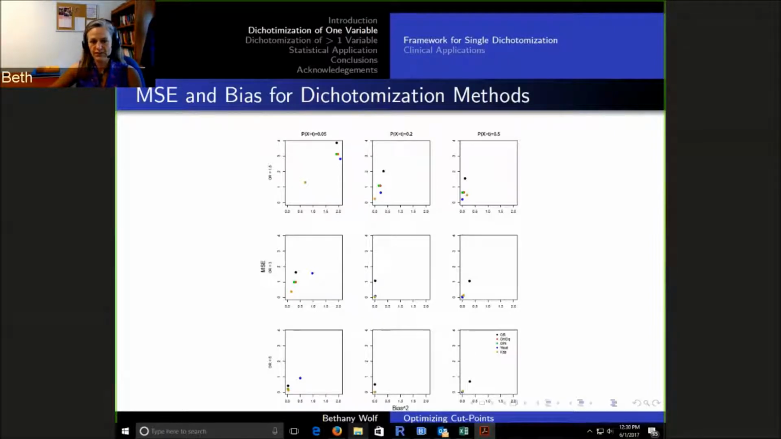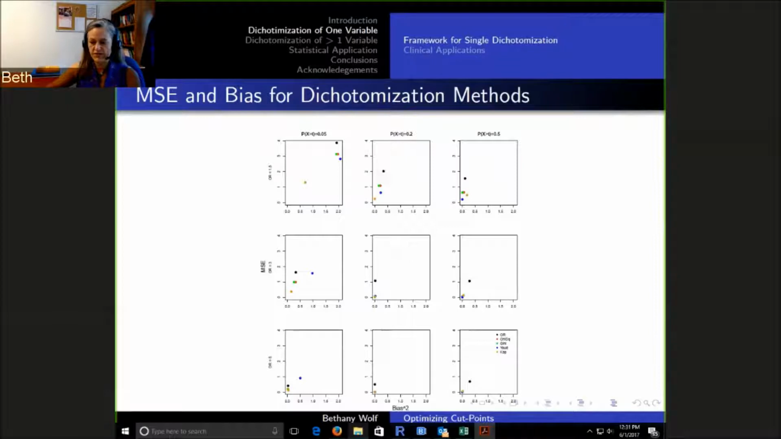So we have the probability of x greater than t is 0.05, 0.2, and 0.5. The rows then correspond to the strength of association, so an odds ratio of 1.5 being our weakest, and an odds ratio of 6 being our strongest. What we ended up plotting was the mean square error of the choice of statistic within the method and the bias of the statistic within the method, basically comparing the true cut point relative to the one that we actually selected by the methods.